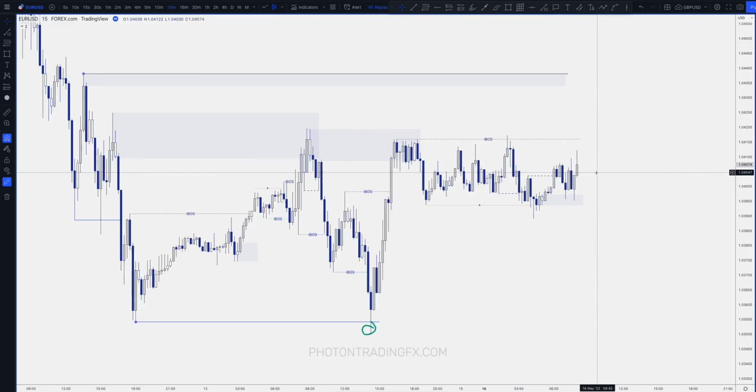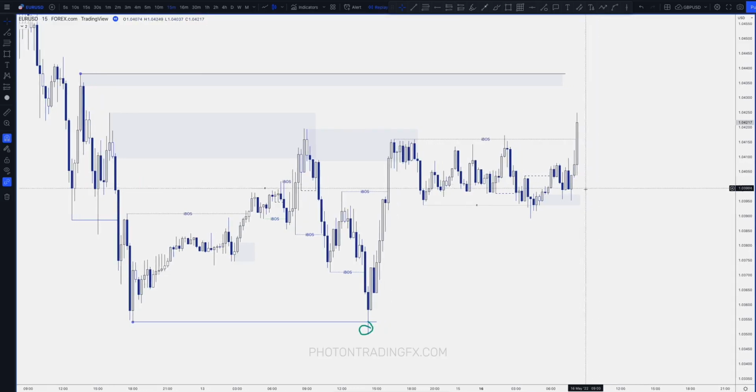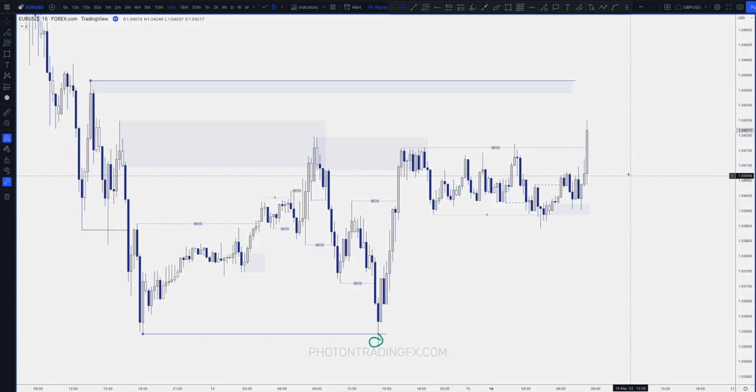So we reject that level. Bit of movement around. I'm not going to dig into the M1, right? But you guys can go back and backtest this if you want. For now, we just want to really have that high time frame understanding. Okay, so now we have that bullish IBOS.